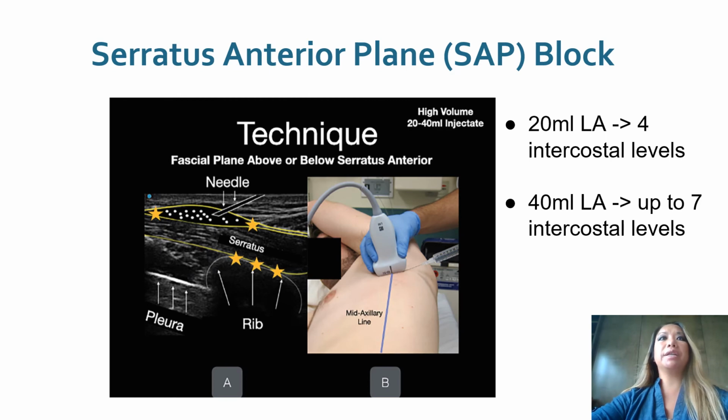Here's another depiction of the serratus anterior plane block being done with the patient on their side. This was a superficial approach where you can see the local anesthetic being injected above the serratus anterior muscle. This is a high volume block where you want to use 20 to 40 cc's of local anesthetic. 20 cc's will achieve blockade of 4 intercostal levels, and up to 40 will give you 7.